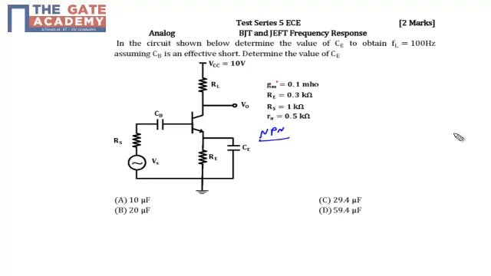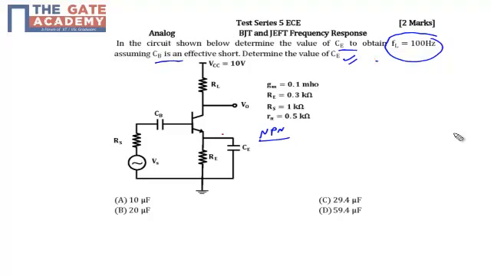it is told that CC and CB are effectively short circuit in the mid signal frequency response, and CE is basically finite. It is also given that the lower cutoff frequency of the circuit is 100 Hertz. So we need to find out the value of CE, such that the lower cutoff frequency of the circuit will be 100 Hertz.